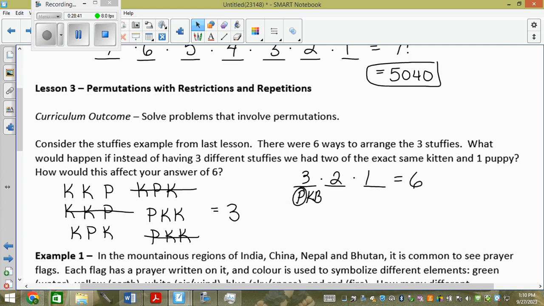So what do we do when we have repetition? We just do the top like normal, as if they were all different. So the puppy, kitten, and bunny, I'd say I have 3 objects, then 2, then 1. But all I do is divide by the factorial of the double ups or triple ups. I happen to have 2 kittens, correct? So I'm going to divide by 2 factorial down here. And then my answer is actually 3, which is the correct answer for this one. So you end up dividing by the factorial of the doubling or tripling up of objects.